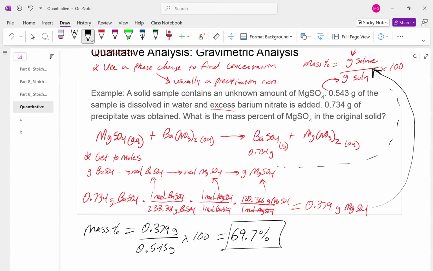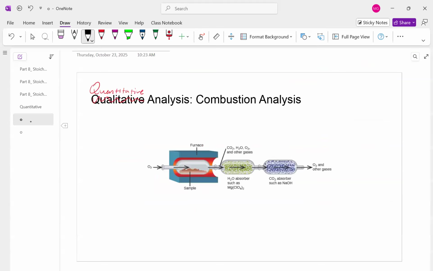All right, let's take a look at one more type of quantitative analysis. And this is combustion analysis. As the name implies, we're going to burn something. We're going to combust it, usually in the presence of oxygen. So burn the reactants and weigh the products.